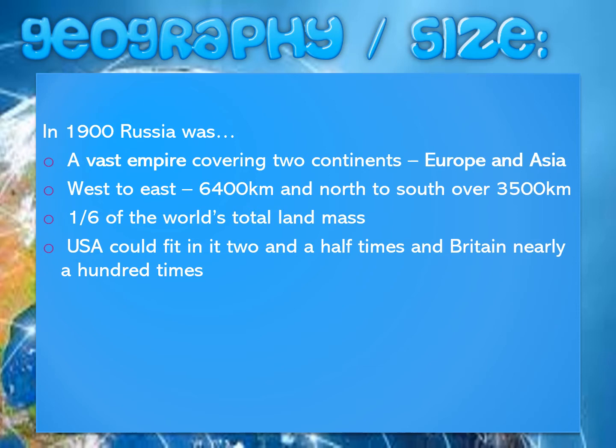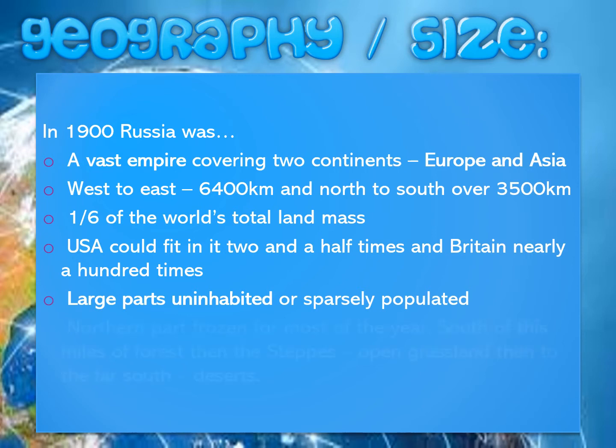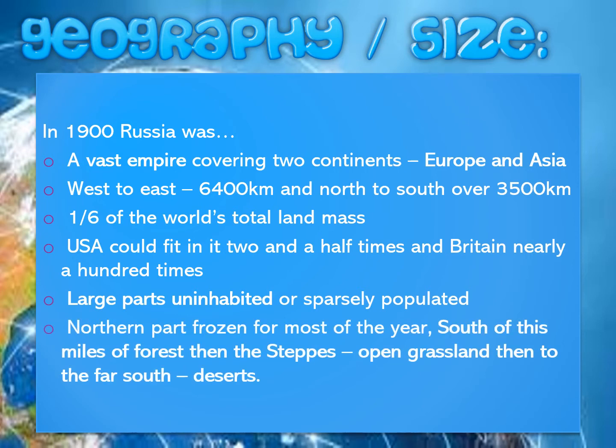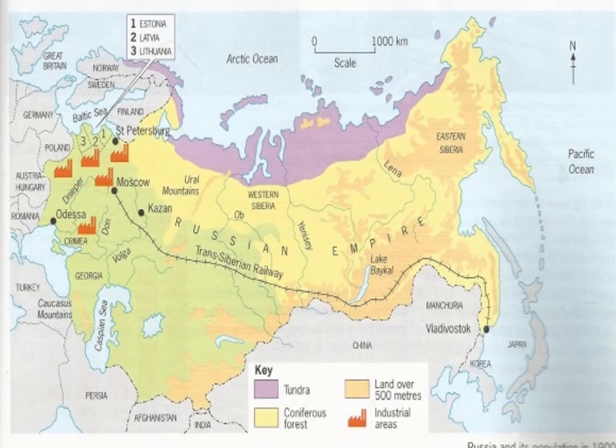So there's a lot of land, a lot of space. Huge parts of it are uninhabited or are sparsely populated. The northern parts of it are frozen for most of the year. South of this you've got miles and miles of forest, and then you've got this open grassland area, and then into the far south you've got desert. So you've got all of these different types of biomes existing within one landmass, which is fairly cool but very difficult to actually organise.